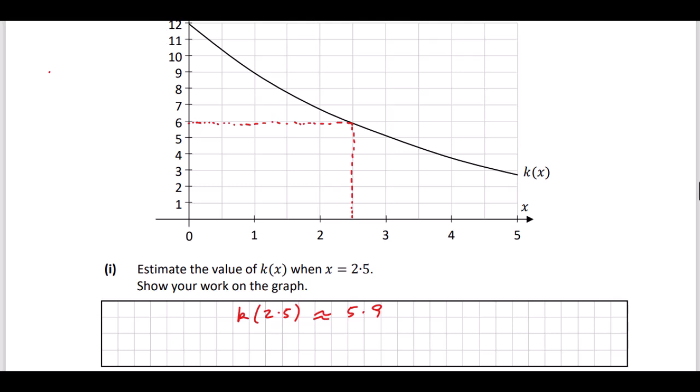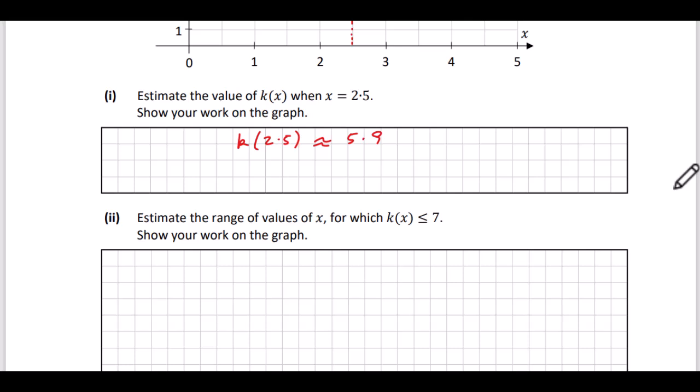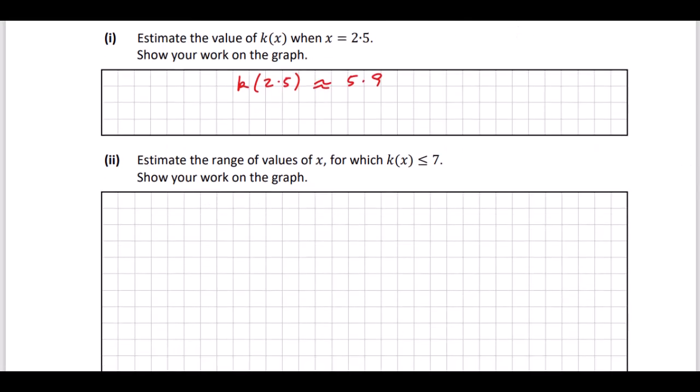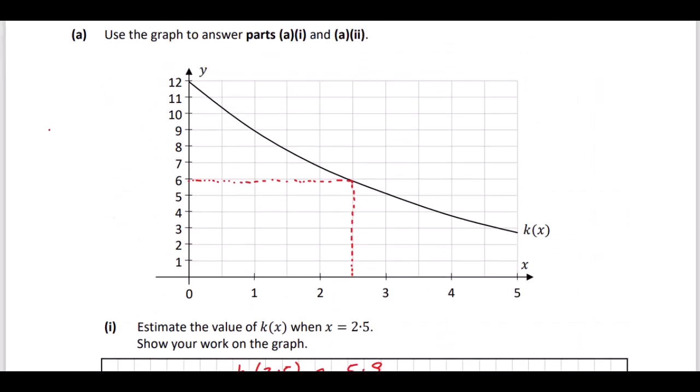Now let's see, estimate the range of values of x for which k of x is less than 7. Show your work on the graph. So we want k of x to be less than 7. So k of x is y. In this case we want to start at 7 here, where y is equal to 7. Come over here and then come straight down. Again, use a ruler. So I'm getting, let's say, 1.8. What we would say here is that k of x, or y, has to be less than 7. What x values would you get, in other words?